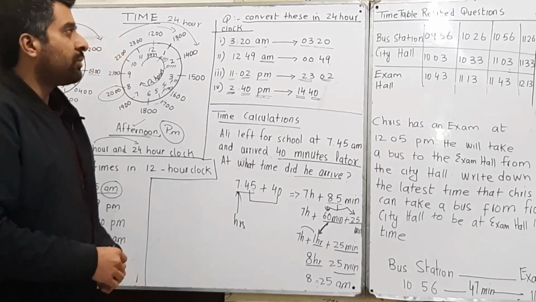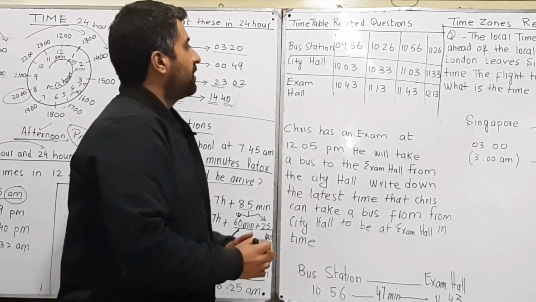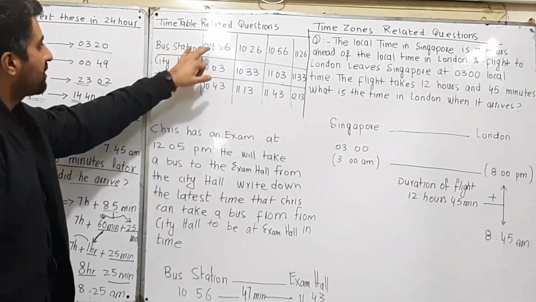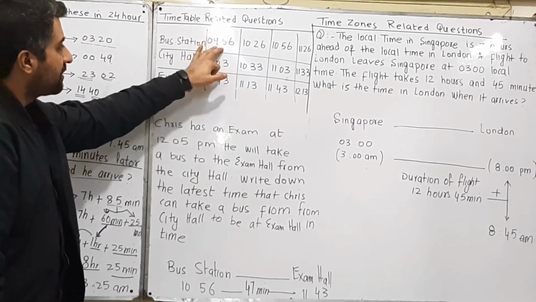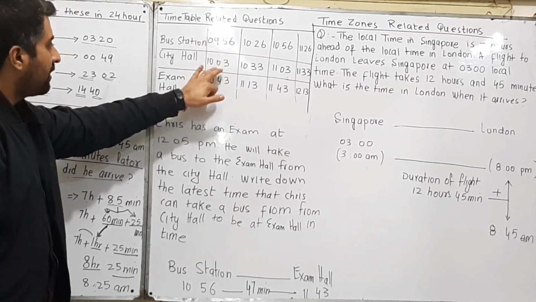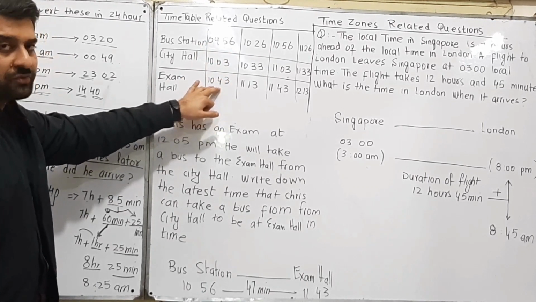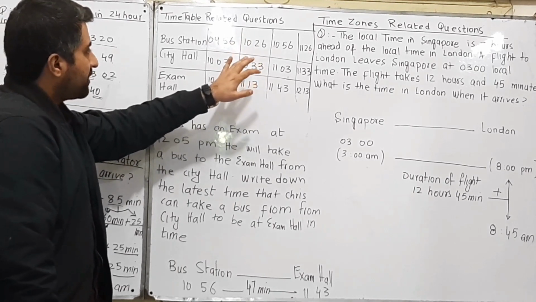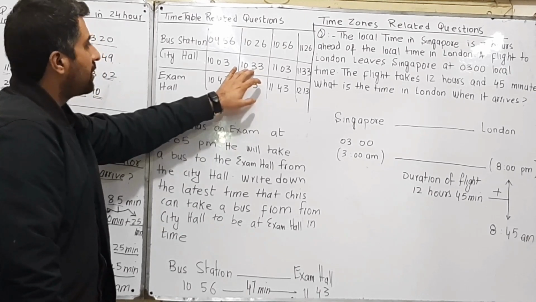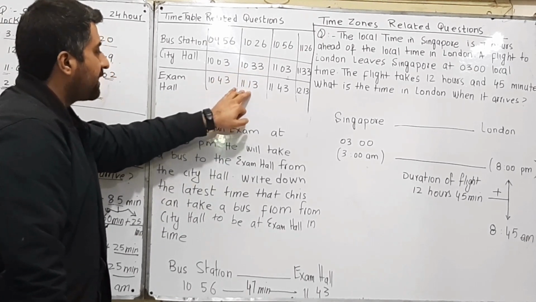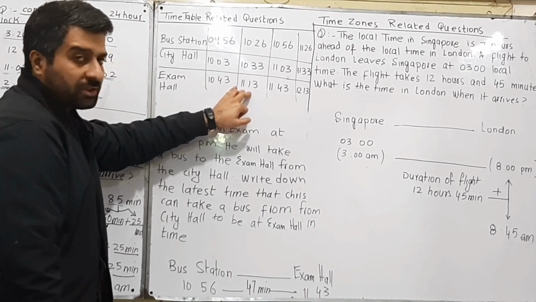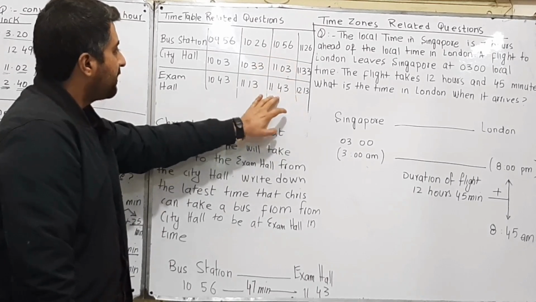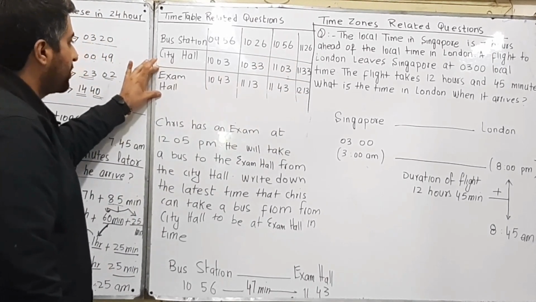The next question is related to a timetable. Now this is the timetable of a bus. The bus leaves from the bus station, and one of the buses leaves at 9:56. It passes through City Hall and reaches the examination hall at 10:43. Another bus leaves the bus station at 10:26, passes through City Hall at 10:33 and reaches the examination hall at 11:13. Another bus departs at 10:56 and arrives at 11:43 at the examination hall.